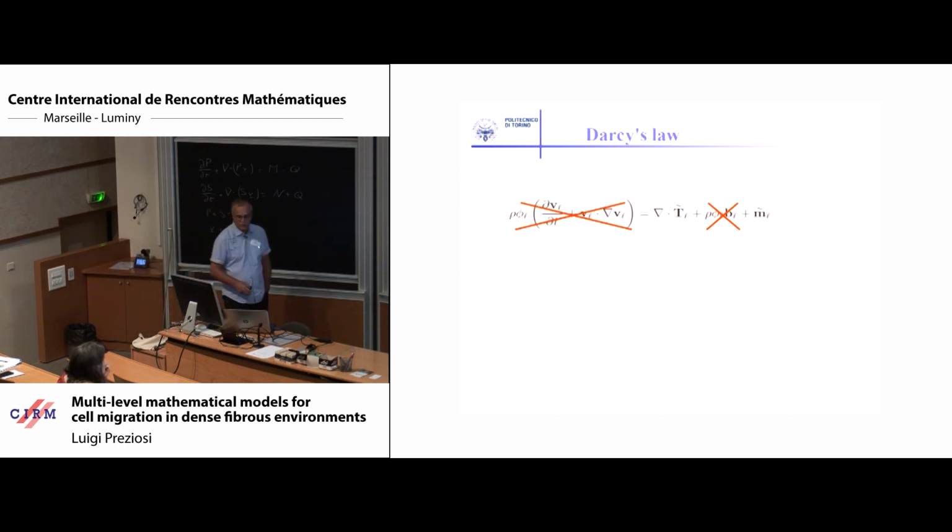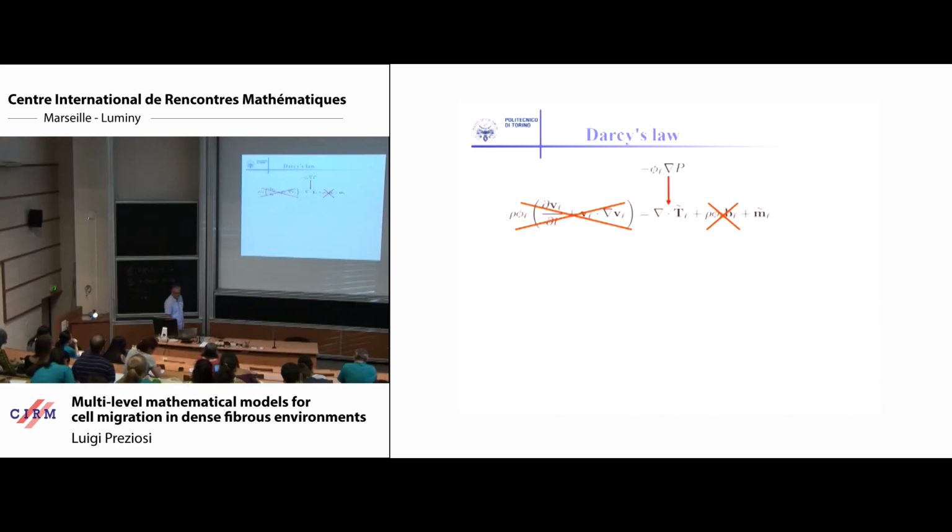And the assumption that you can make on these two terms is that the stress is just proportional to the pressure times the identity matrix. T is the tensor, so Pi. Phi L takes into account the volume ratio.